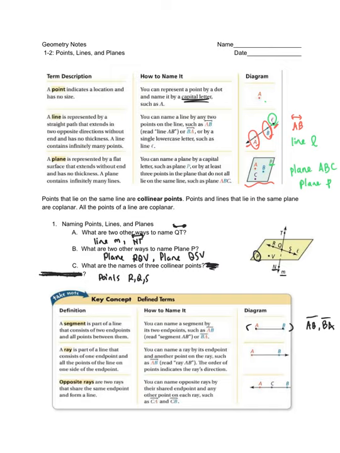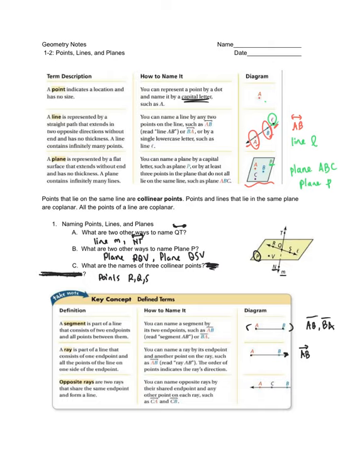A ray is similar to a line, except for now it's kind of like a combination of a segment and a regular line, because it's going to start at a point, but in the other direction it's going to go on forever. So we label that as ray AB.